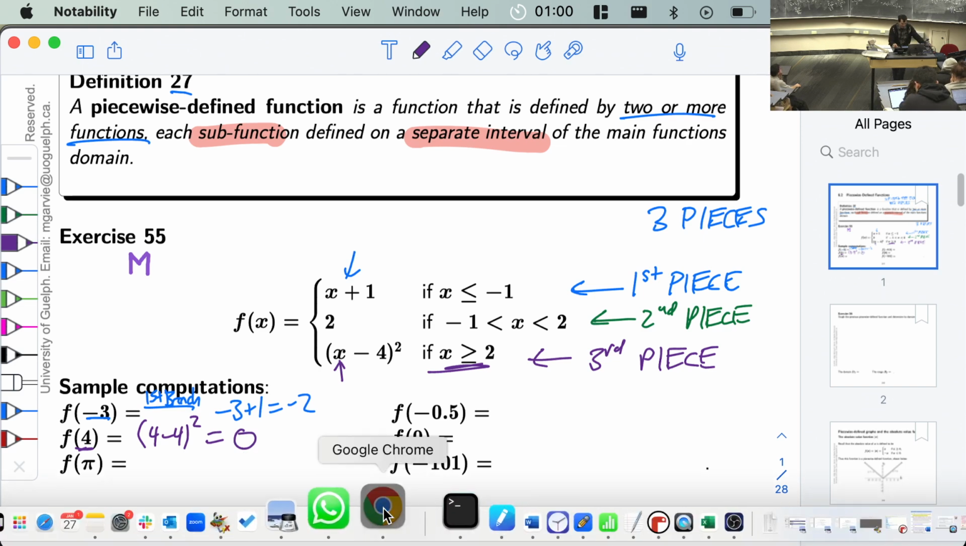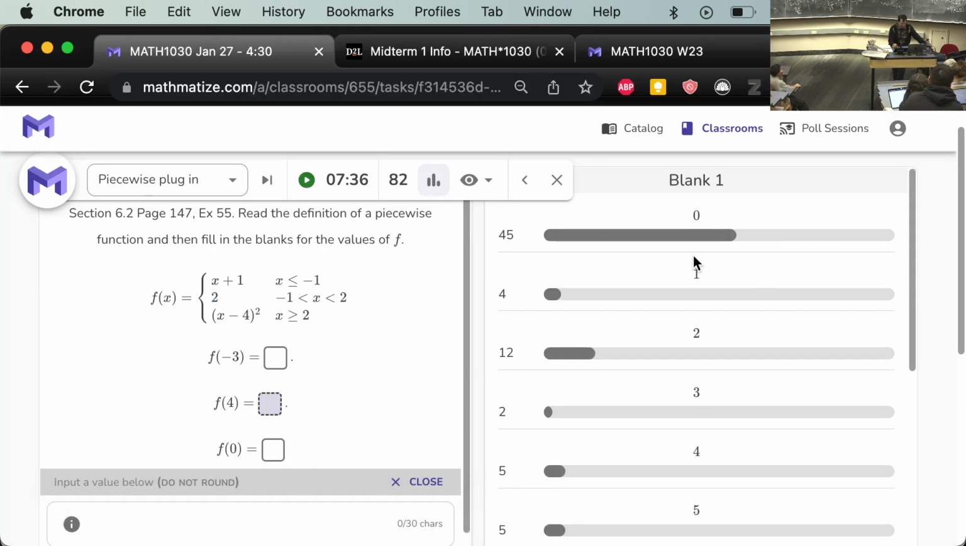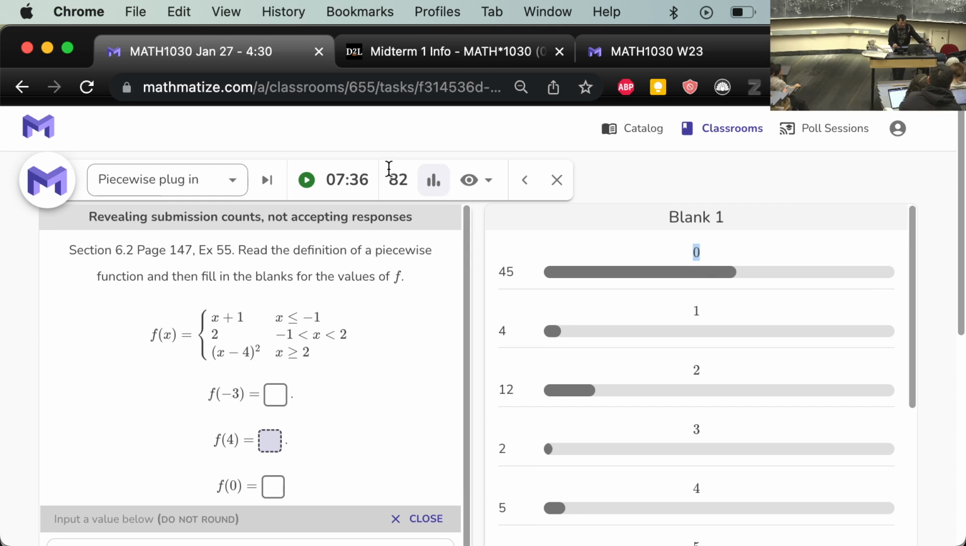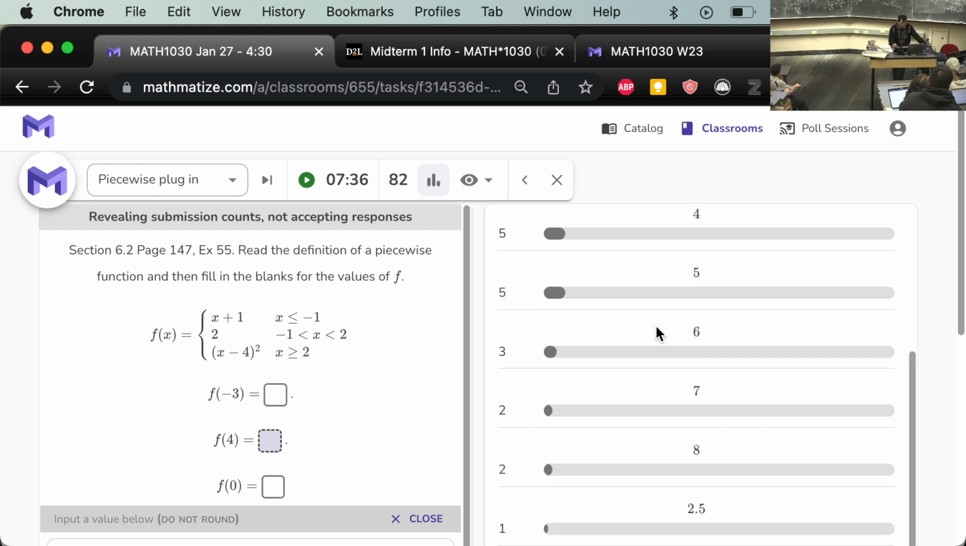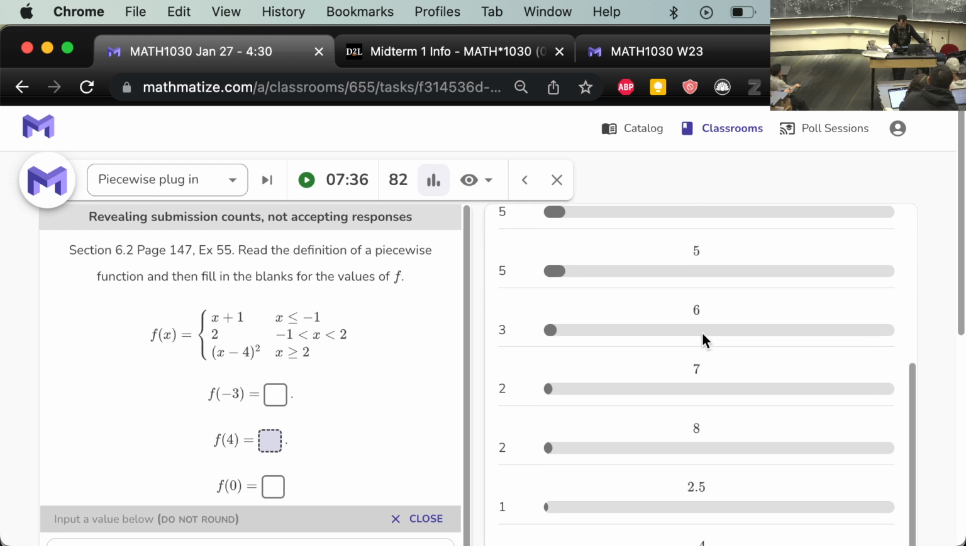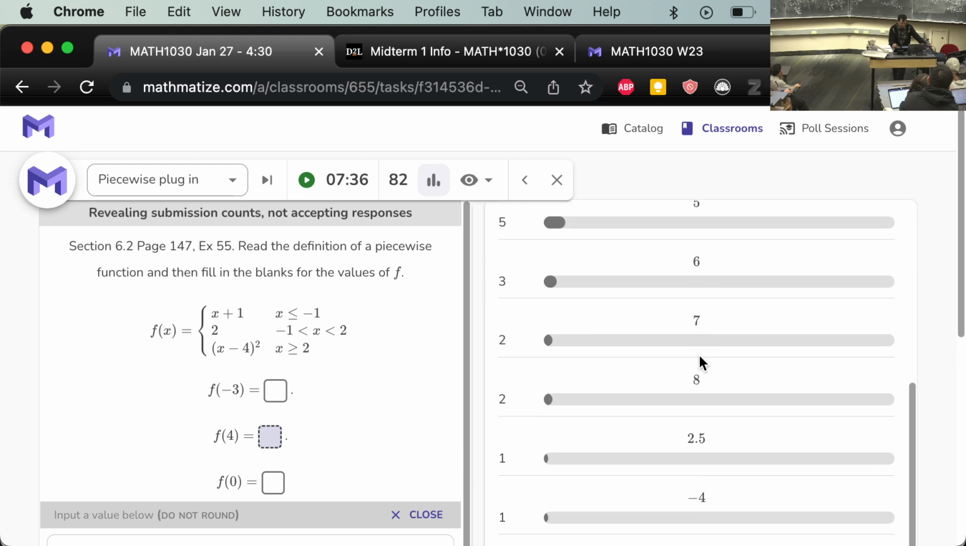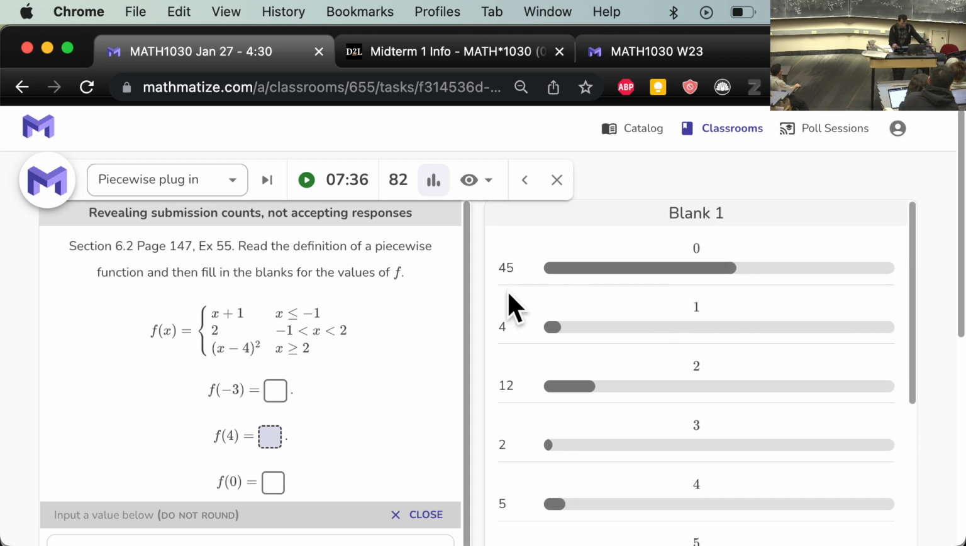How many people got 0? 0 was pretty popular, 45 people. I guess that is right around half, maybe a little under half. Some people are still stuck on 2. 2 would be the middle branch, but we're in the third branch. What other errors do people make? I guess maybe some people didn't have enough time. You guys should tell me when you're out of time. I can give you more time. I don't know what other errors were made.